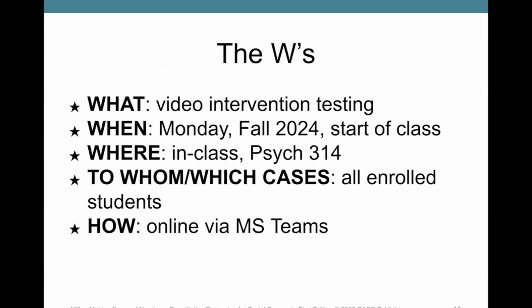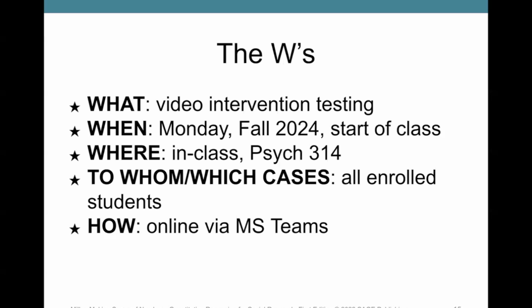So when you are conducting research, ask yourself these 5 W's. 1, what? 2, when? 3, where? 4, to whom or which cases? 5, how? And in our exploratory study, we checked off each of these boxes. What was the video intervention testing? When? On Monday in the fall 2024 term, at the start of class. Where? In class, and the class was Positive Psychology 314. To whom? All enrolled in the course. How? Online via Microsoft Teams.